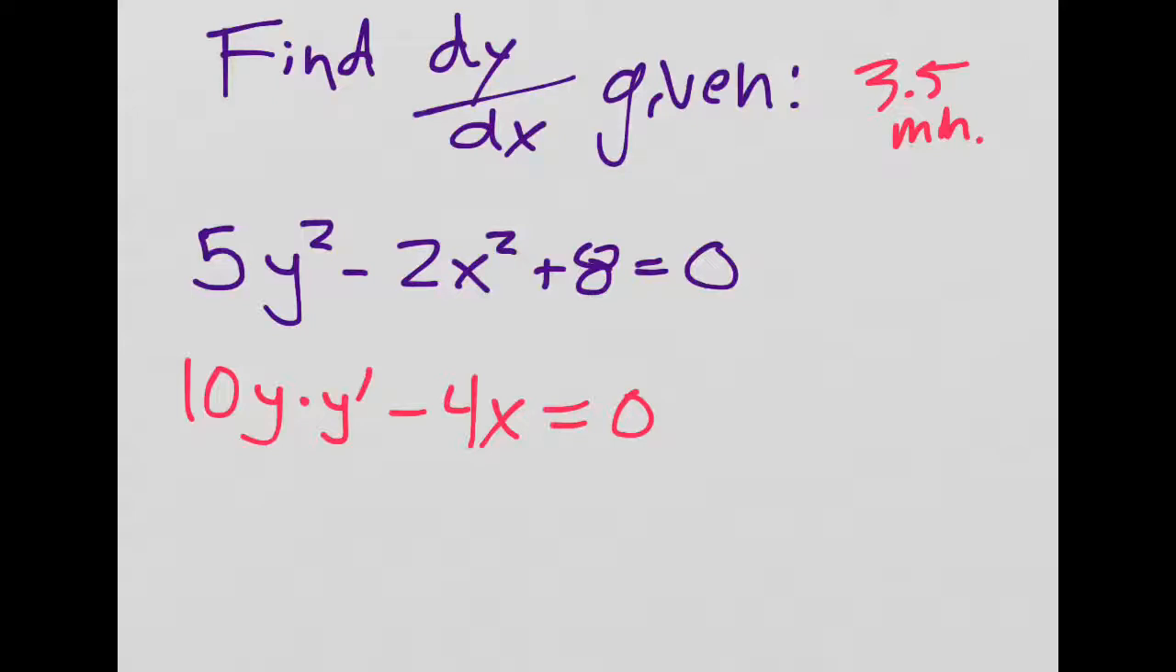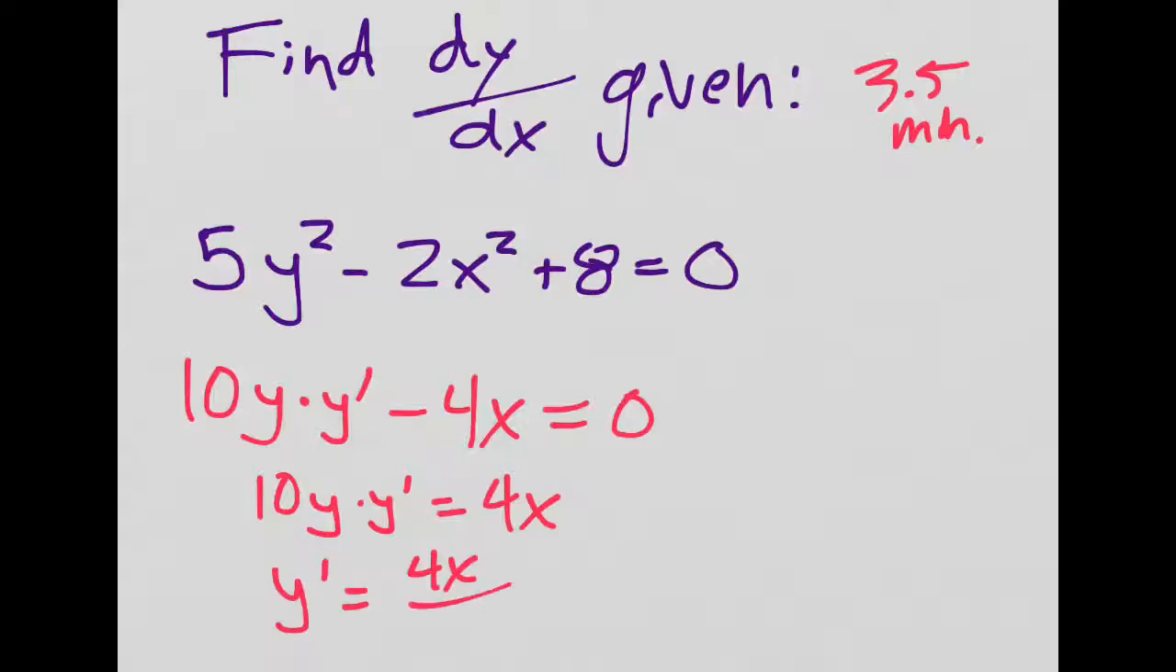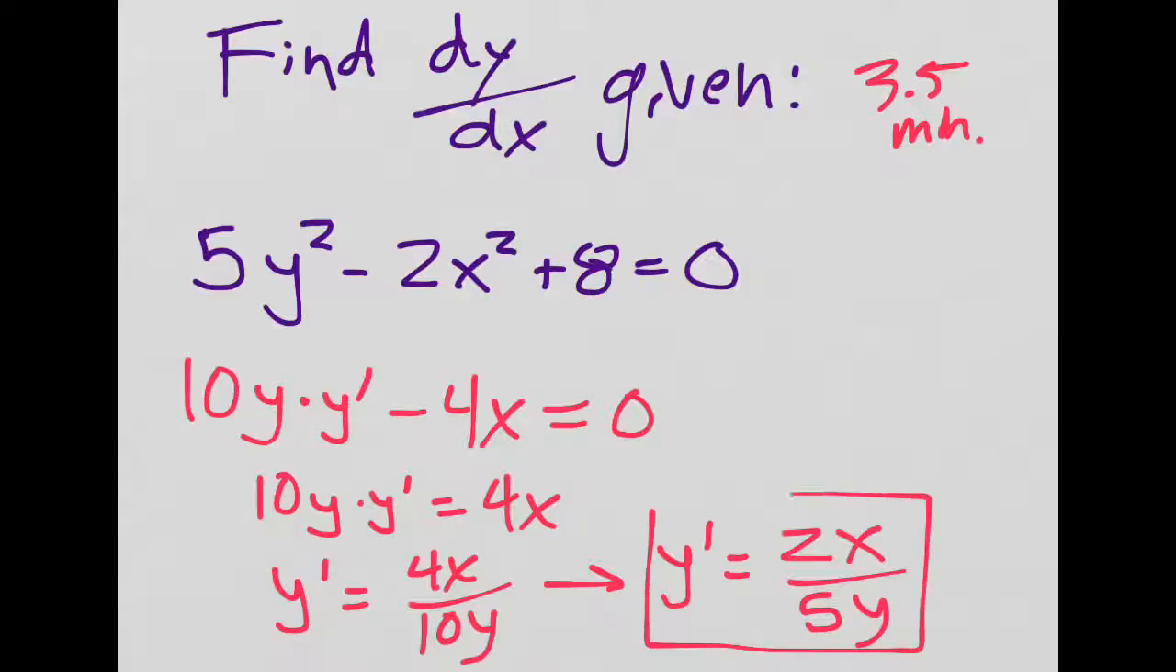And I need to solve for my y prime. So I need to add 4x to both sides. So I have 10y y prime equals a positive 4x, and then I can divide by 10y on both sides to get y prime equals 4x over 10y, which I can simplify. y prime equals 4 over 10, which is the same as 2x over 5y. And so that there is my derivative. And again, it's telling me the slope of my function at whatever x, y point I choose.